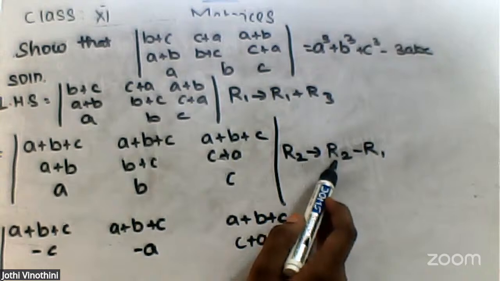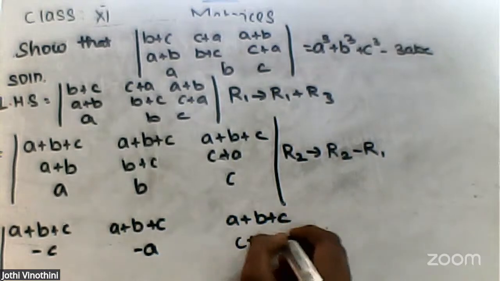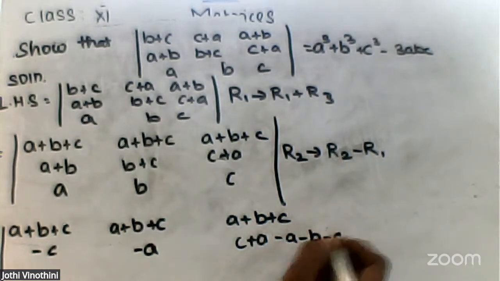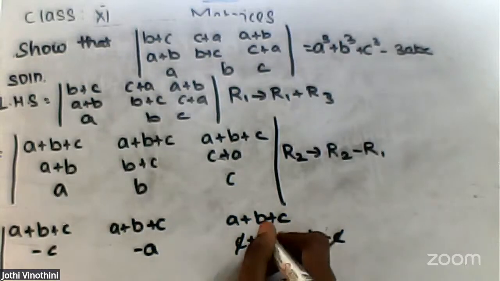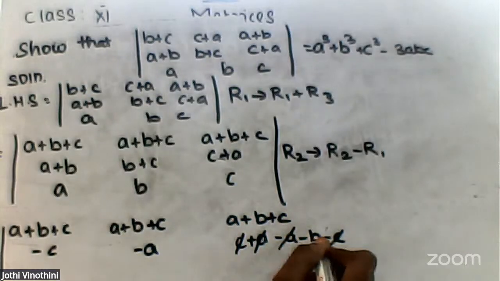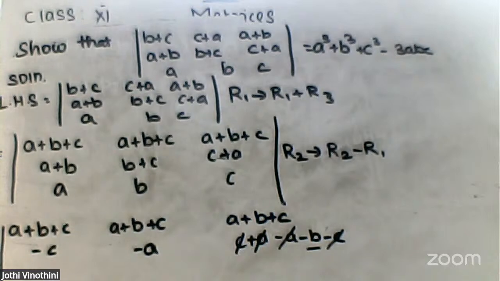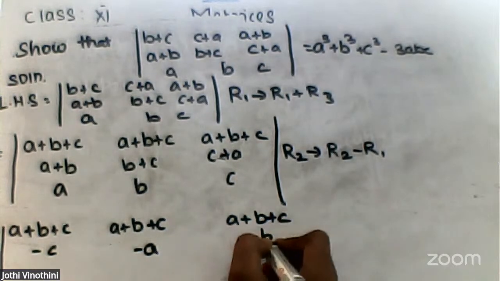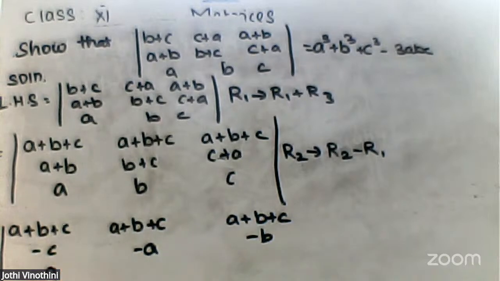We are going to replace R2 by R2 minus R1. So it will be minus A, minus B and minus C. So plus C minus C get cancelled, plus A minus A will get cancelled. What we have? Minus B. Right? So it will become minus B. So R3 remains the same as A, B and C.